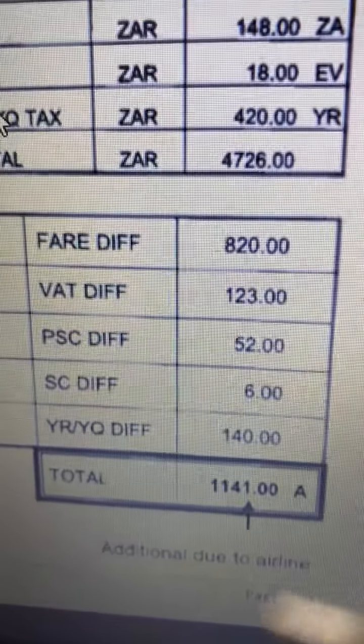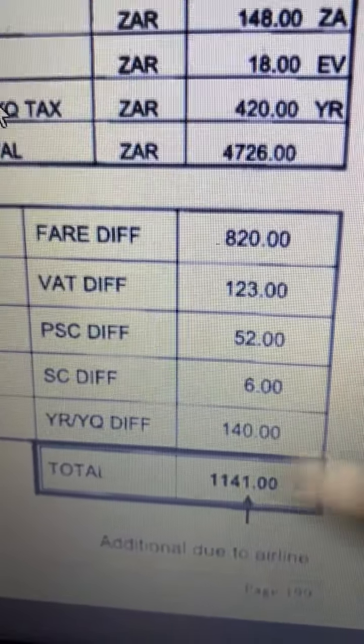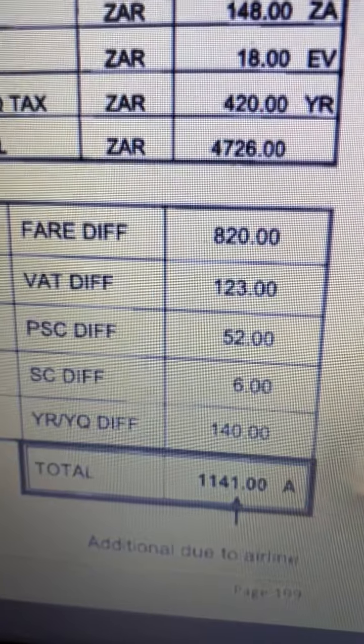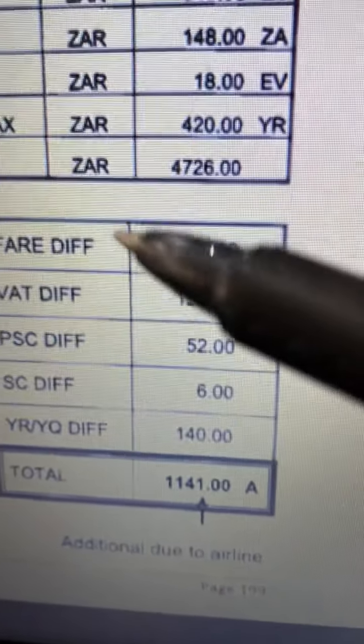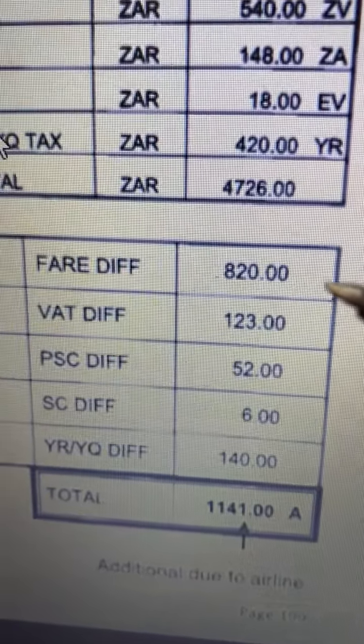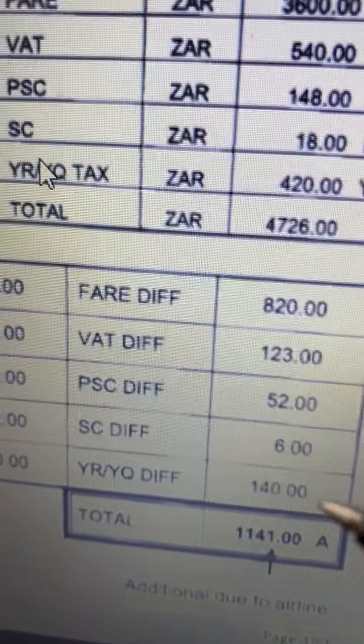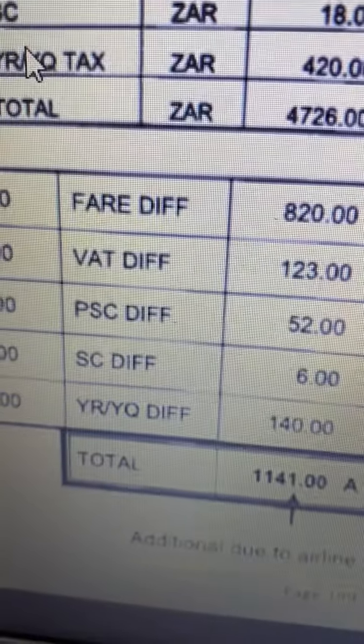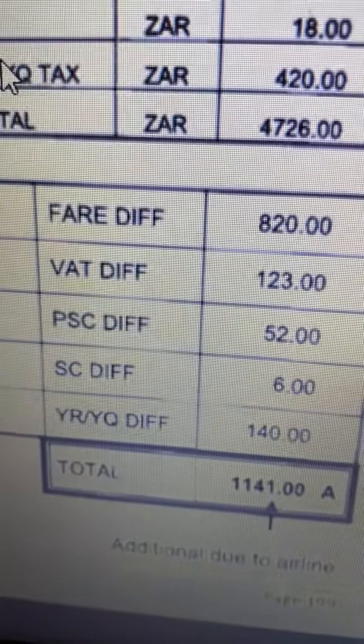So the client now owes you 1141. That 1141 will go onto the total of the ticket, and we will also indicate all of this in the taxes and in the remittance. Okay. I'm now going to stop and I'll start from scratch when we do the ticket.